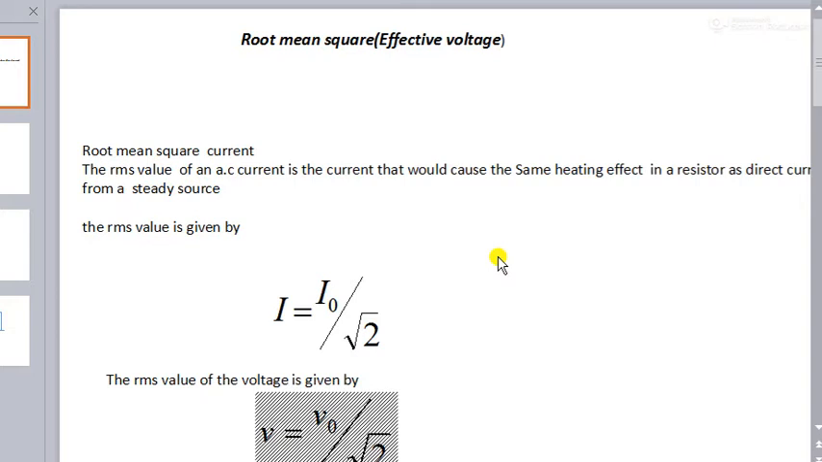Now, the root mean square current, also known as effective current, is defined as the RMS value of an alternating current. It is the current that would cause the same heating effect in a resistor as direct current from a steady source.